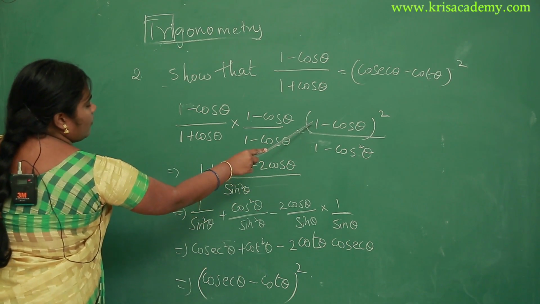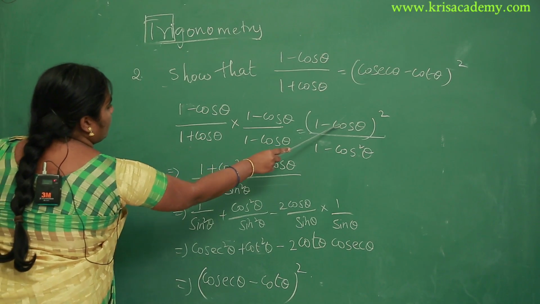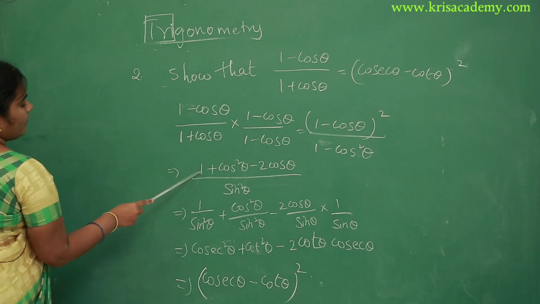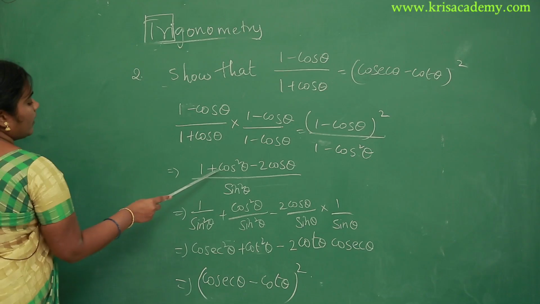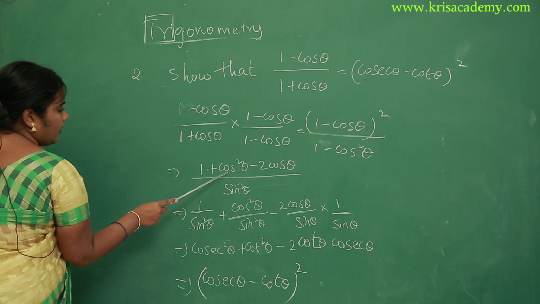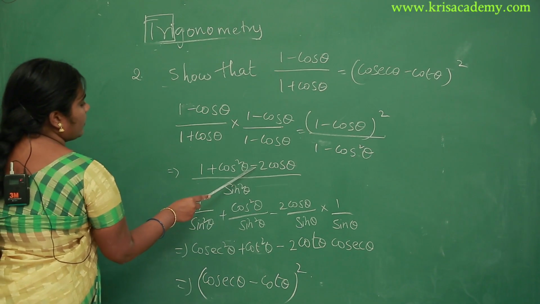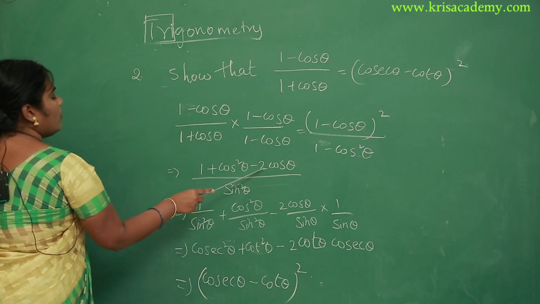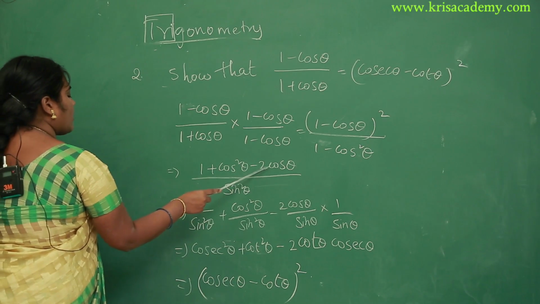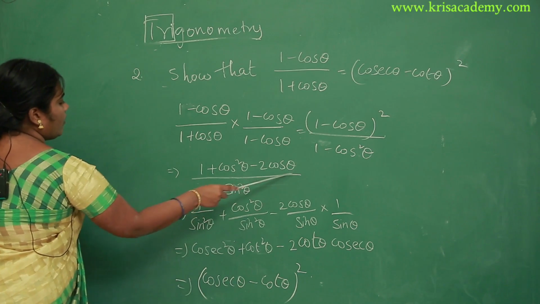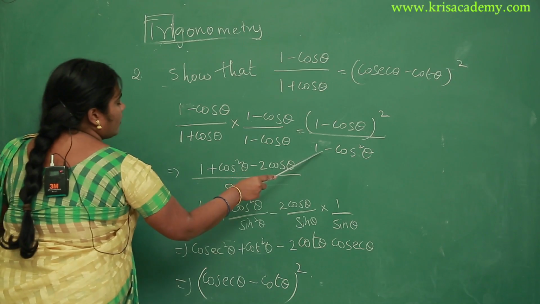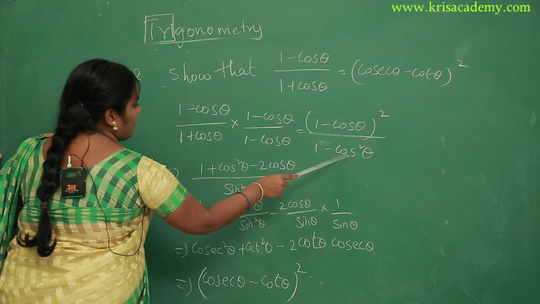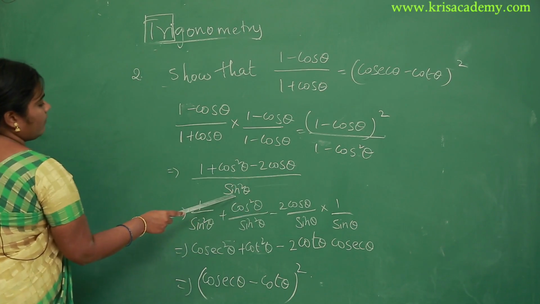Now the numerator you have to expand using (a minus b) whole square. A value is 1, so a square is nothing but 1. B square is nothing but cos square theta, minus 2ab, means minus 2 into 1 into cos theta. So minus 2 cos theta. Denominator: we already know the trigonometric identity, 1 minus cos square theta is sin square theta.